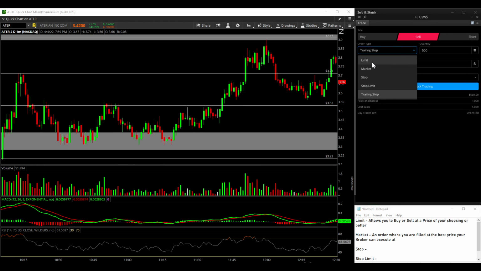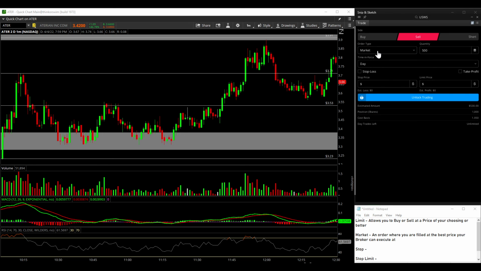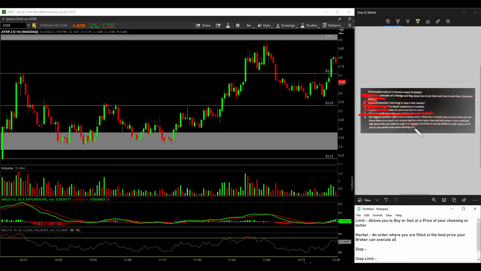So the ones that I would stick to are limit buys and sells, and then stop limits for sells, and then market orders if you're swapping for news or if you just want to get in instantly. But just know that you might not get filled at the exact price you pressed buy at. So hopefully that made some sense.